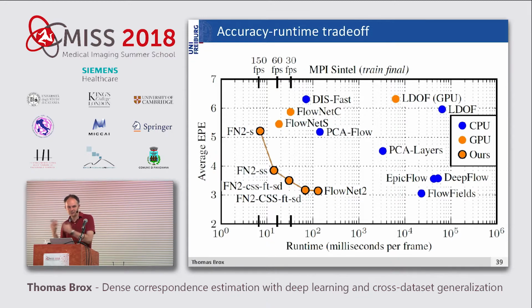So these network-based approaches have a very good accuracy runtime trade-off. They're not necessarily better. You see that here the flow fields and FlowNet 2 reach the same accuracy. It's just that here you are 800 times faster.